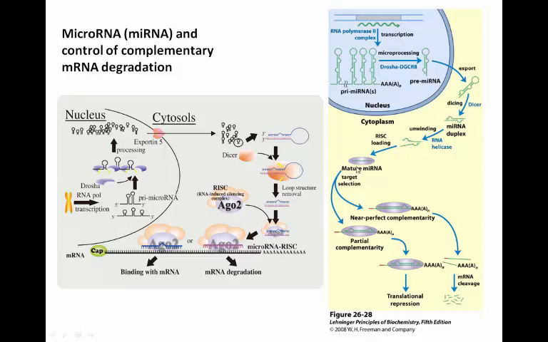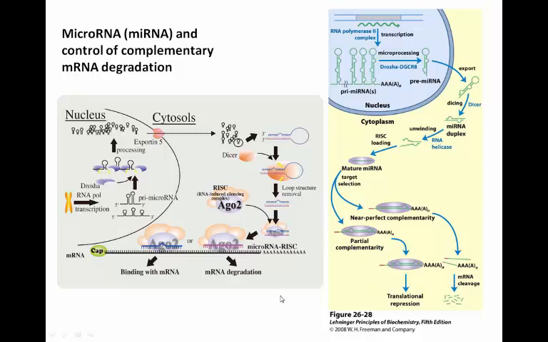One of the pieces binds to RISC. So here's the RISC loading. And then again, if we have near perfect complementarity, so here's our RNA with the poly A tail. This is the 5' end, so this must be the 3' end. If it's near perfect complementarity, we destroy the mRNA. If it's partial complementarity, we repress translation.